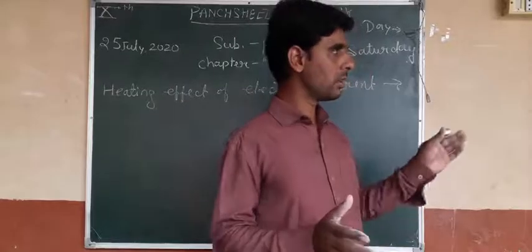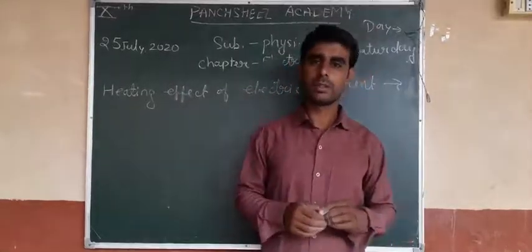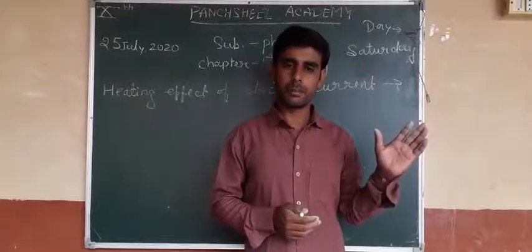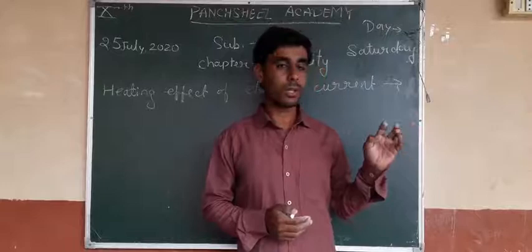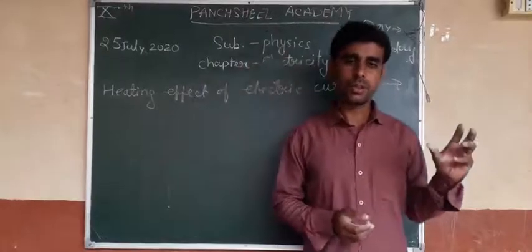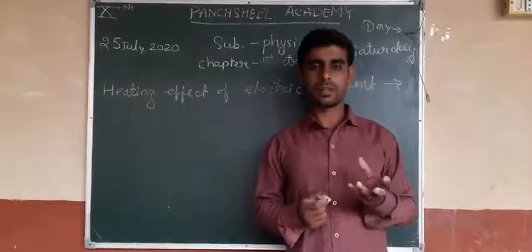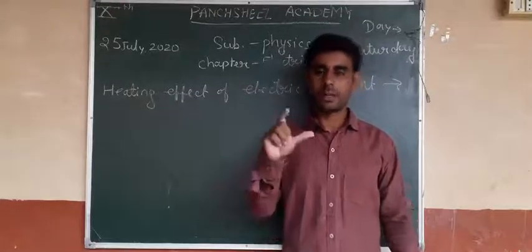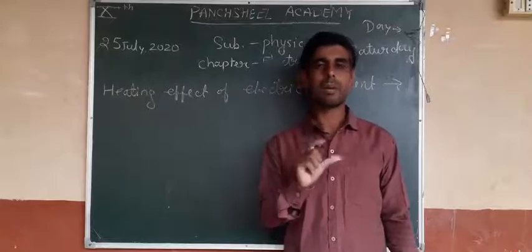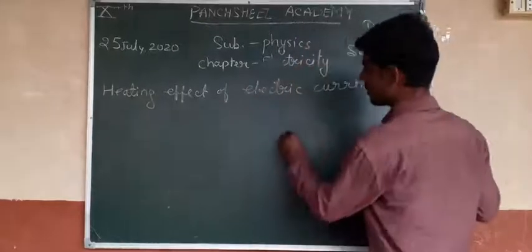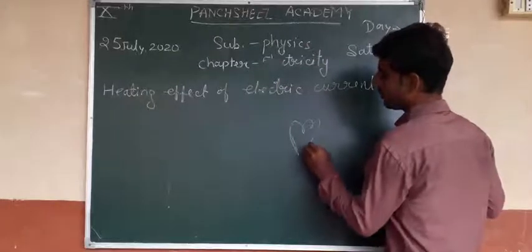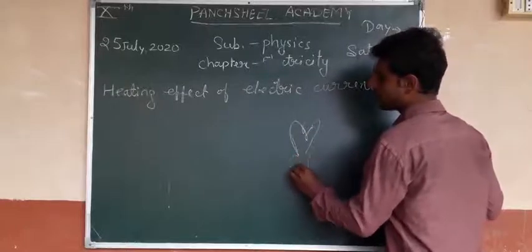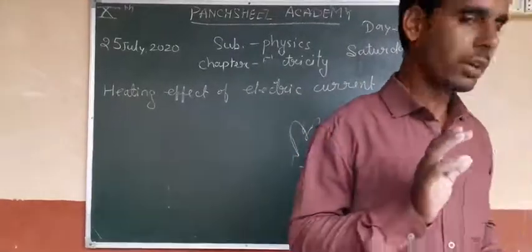In your study room you see an incandescent lamp or yellow light lamp. So what is a lamp? A lamp is a type of resistance. The bulb is like this. So this is the filament, and this filament is made up of tungsten wire.